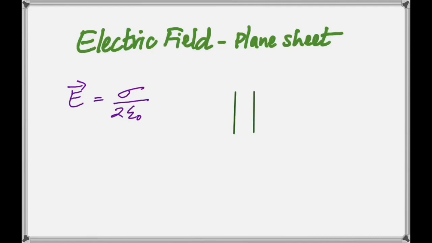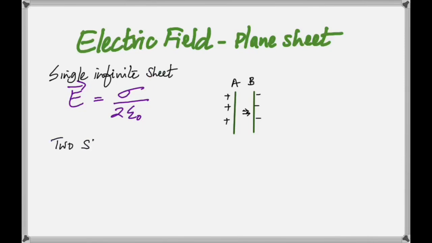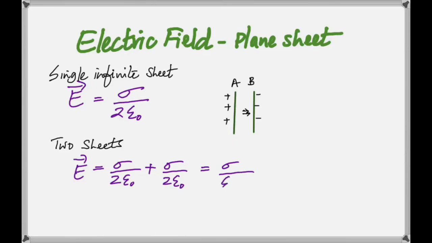All right, if you have two plane sheets with opposite charges, then you know that the field on the left side and on the right side will be 0. But between the plates, it will become double this. And so that's for a single infinite sheet of charge. And if it's 2, then it becomes double that. So it becomes sigma by epsilon naught. So you have to know the difference. And that's how you get sigma by epsilon naught, by adding both.